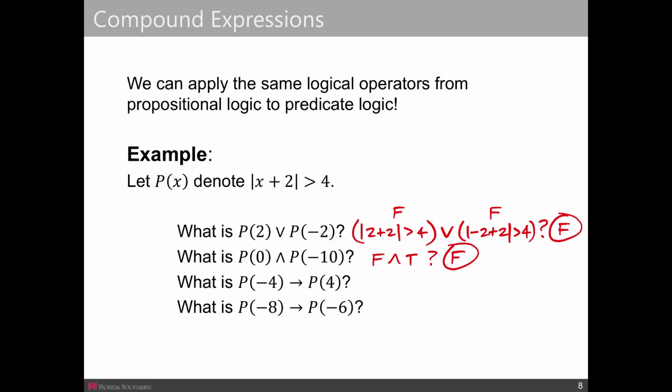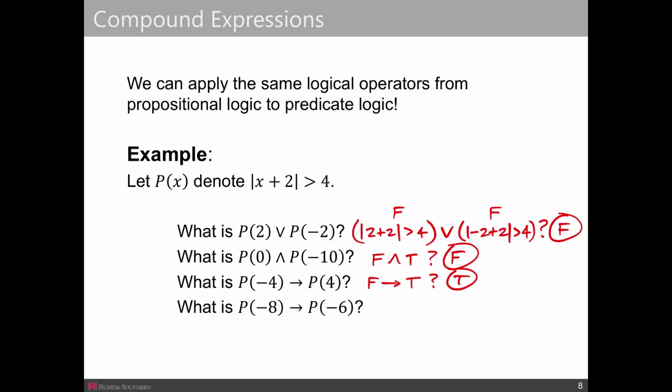But false and true leads to false. P at negative 4. Negative 4 plus 2 is negative 2. Absolute value is 2. Is that greater than 4? No, that's false. We have a conditional. I can already tell you, based on my knowledge of the conditional, that this outcome is going to be true, but it's worth computing the conclusion here. P at 4, that's 4 plus 2, which is 6. The absolute value is greater than 4. So if false then true, that leads to a true outcome.